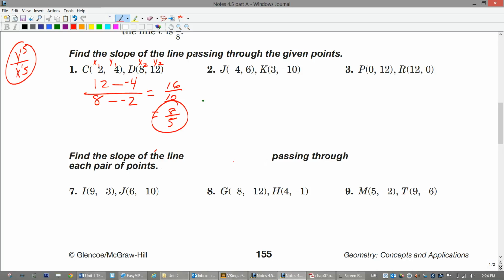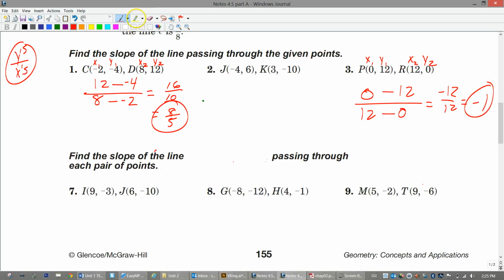Okay. Number 3, we're going to do it the same way. When I do it, do this. And it's kind of confusing because it's 0, 12, and then 12, 0. So it can be kind of confusing to put it in the right spot. So to prevent you from making some mistakes, doing that would be nice to help you out. Y is on top, X is on the bottom. So y2 minus y1, 12. X2 minus x1. So it's negative 12 over 12, which is negative 1.